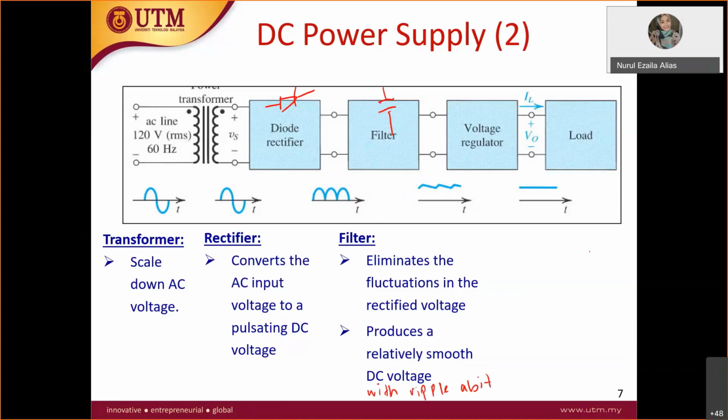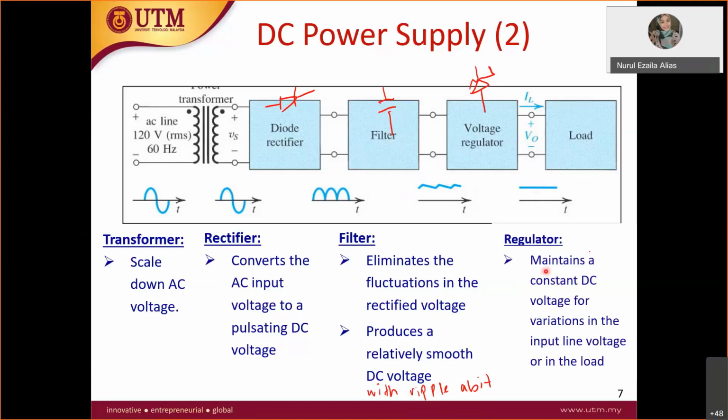So how do we make this ripple regulate into a straight line? We use a voltage regulator. This one uses a Zener diode, and then you will get a straight line here. The regulator is usually used to maintain a constant DC voltage despite variation in the input line voltage and in the load. Finally, you have a load.